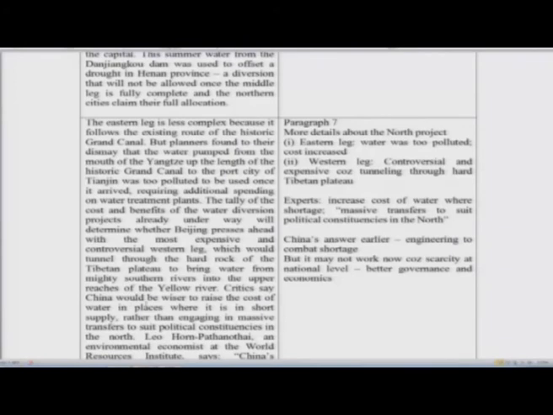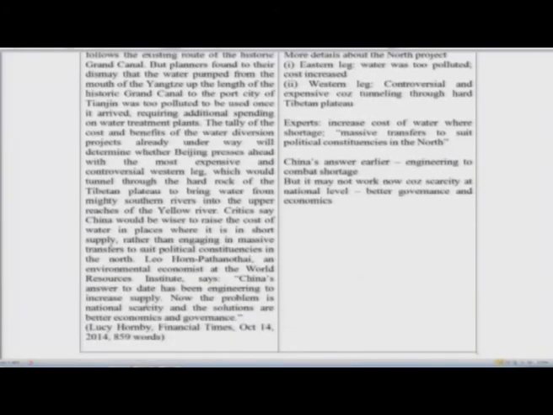Critics say China would be wiser to raise the cost of water in places where it is in short supply, rather than engaging in massive transfers to suit political constituencies in the north. Leo Horn Pathano Thai, an environmental economist at the World Resources Institute, says China's answer to date has been engineering to increase supply. Now, the problem is national scarcity, and the solutions are better economics and governance.